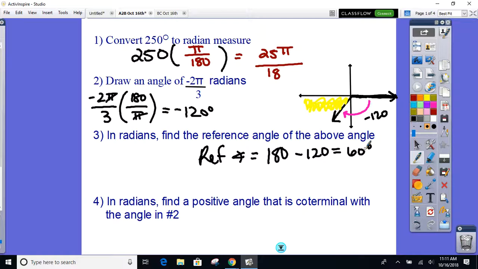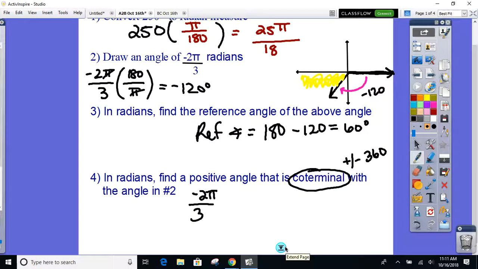And then finally, in radians, find a positive angle that is coterminal. When I see this word coterminal, I'm thinking plus or minus 360. Start adding or subtracting 360. So I had negative 2 pi over 3. If you want to convert that, add 360 to it, convert it back, that's fine too. I'm trying to get you in the habit of staying in radians and not converting back every time. Anybody remember what 360 degrees was equal to as far as radians go? 2 pi. Yep. So instead of convert, I could have taken this right here, added 2 pi to it.